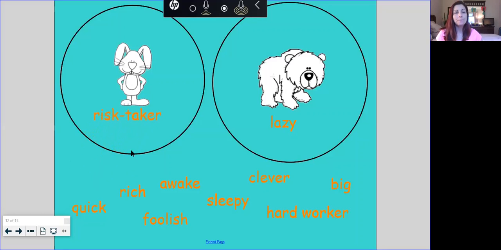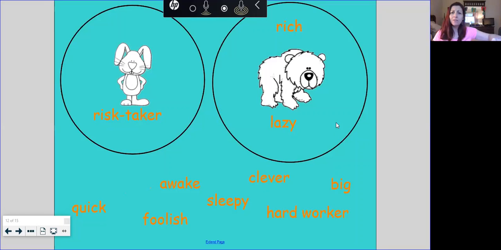All right. Let's see. Oh, here's a word. It's got a little digraph at the end. Rich. Which one of these characters was rich? Did Hare have a lot of money or a lot of land? We just saw on that page that he had to sell off all of his land. And he sold it all to the bear. Yes, Bear is the character who is rich. In the beginning of this story anyways.